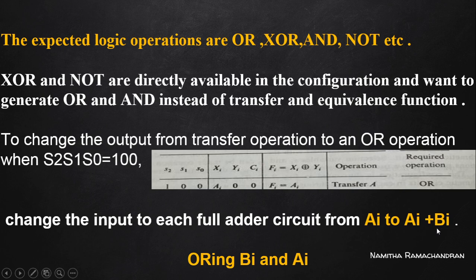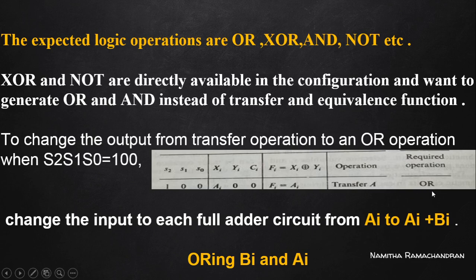In order to change this Ai to Ai logical OR Bi, instead of passing this Ai to this Xi input, make this Xi input Ai plus Bi. Right? Instead of passing this Ai value along to this Xi input of our full adder, substitute Ai plus Bi as an input to this Xi input. Then this transfer operation becomes Ai plus Bi.